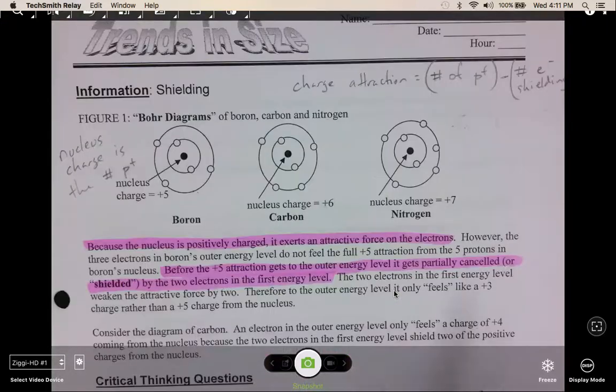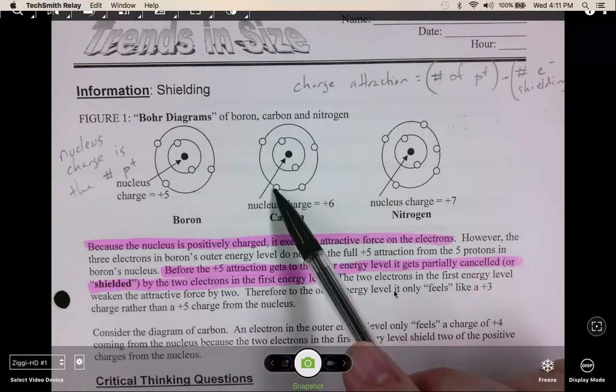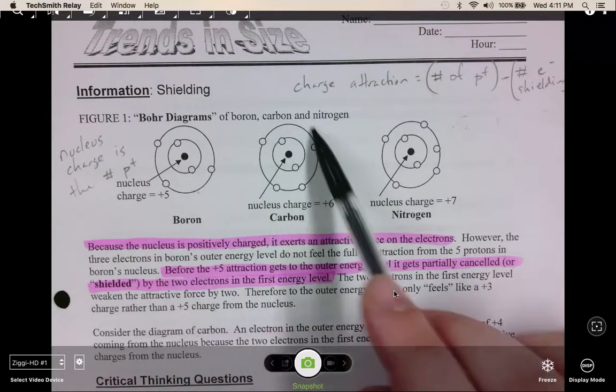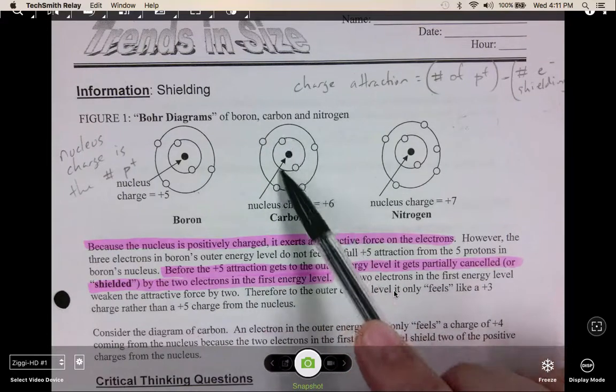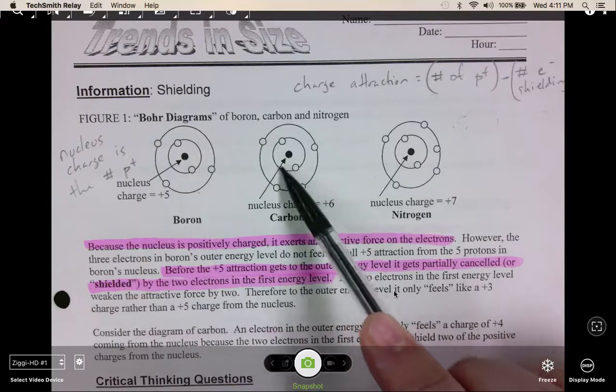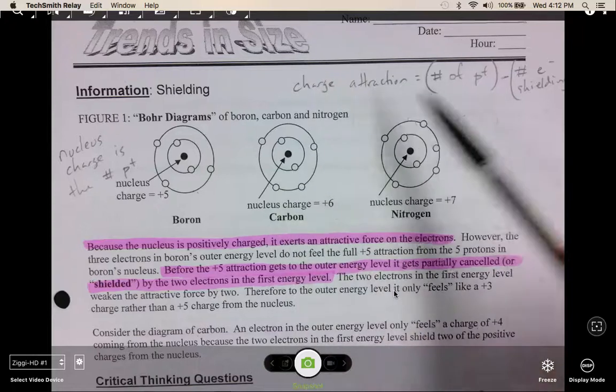So if we take a look at the first examples, we can look at carbon. If we were trying to figure out the charge attraction on the outer energy level, we would have to see that these electrons are shielding. You have to remember that these electrons are negative, so they are super attracted to the nucleus. They're also negative, and we have to remember that negatives repel each other.